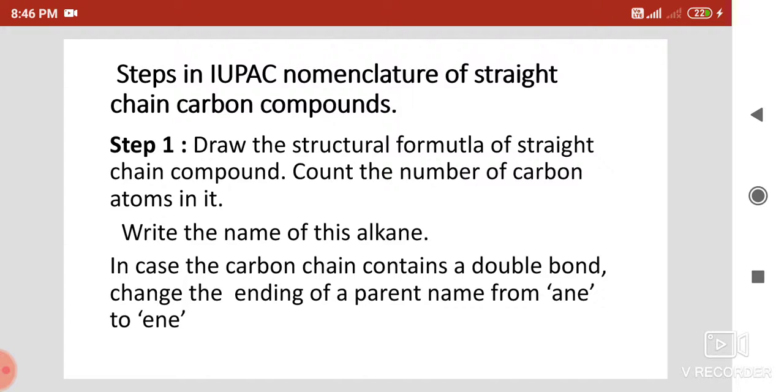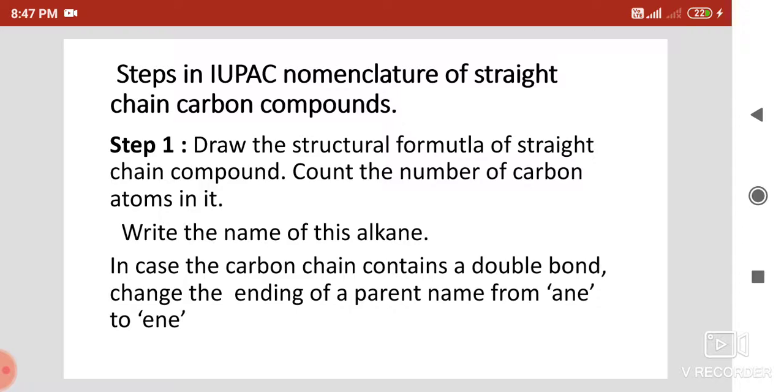These steps are usually for straight chain carbon compounds. In the textbook, only the IUPAC nomenclature of straight chain carbon compounds is given, and the complex branched ones you will study in a higher standard. Let us see the steps in IUPAC nomenclature of straight chain carbon compounds. Now step 1. First we have to draw the structural formula of the straight chain compound, and then we have to number the carbon atoms in it.